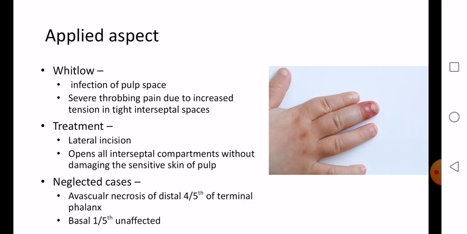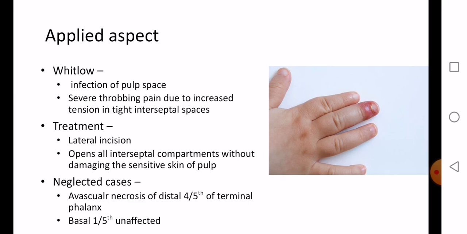Now, can you see this finger? Can you see the reddish discoloration, the painful looking, tender looking fingertip? Yes, that is called vitiligo. It is infection of the pulp space. Severe throbbing pain. Why throbbing pain? Because of the fibrous septa, the skin and the periosteum are connected. So there is not much space for any collection to expand. Whatever is there has to be enclosed in that tight fascial compartment. So the pain will be of a throbbing nature.